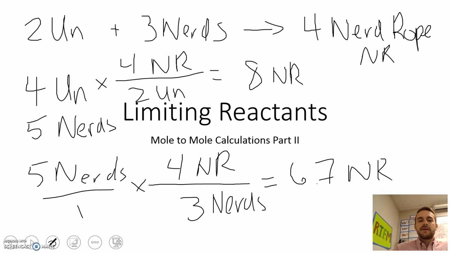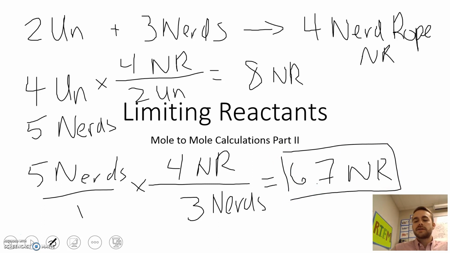So in that case, our 5 nerds are the limiting reactant because they only allow us to get 6.7 nerd rope, even though with the 4 unicorns we could have gotten more. Either way, our reaction is limited by the amount of nerds that we have available.